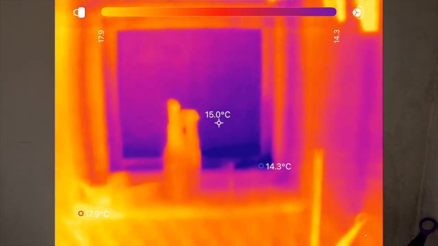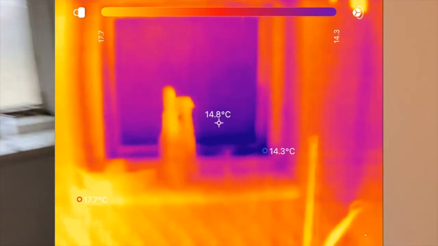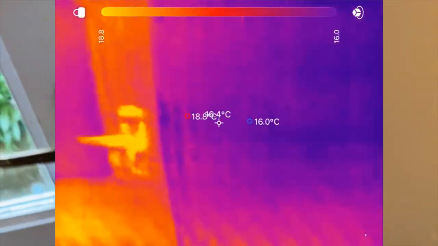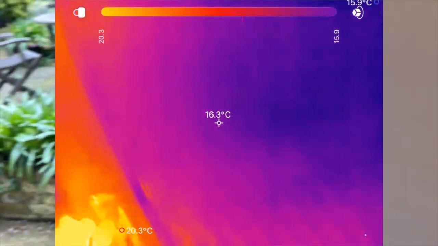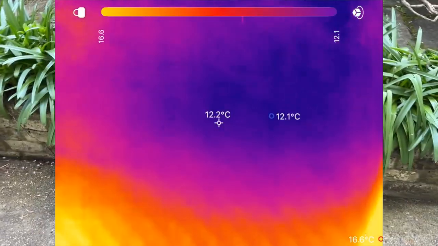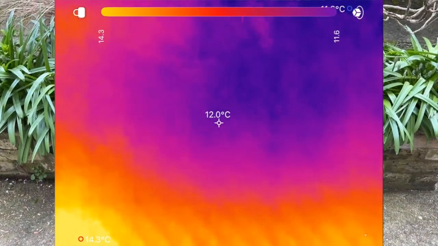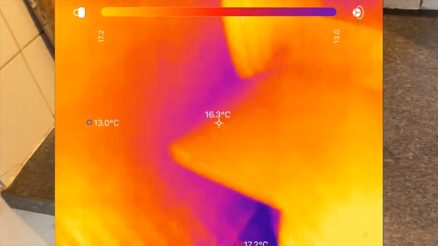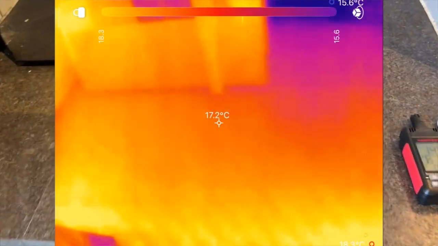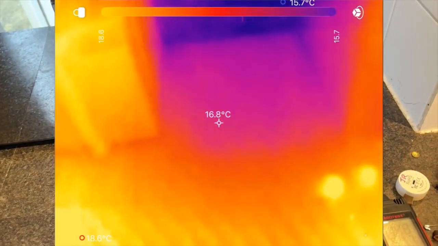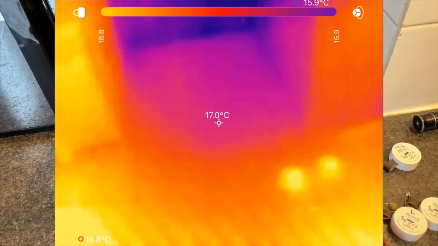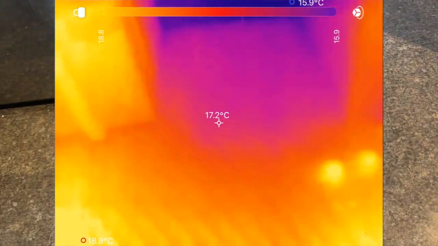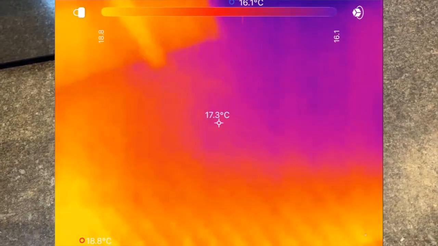Funnily enough, if I were to look outside, I'd probably find that it's warmer outside. And it isn't, it's 12, so it's relatively cold at the moment. But you'll find times of day when it's warmer outside, but it may be raining, and the vapour from that will find somewhere cold inside to condense and cause mould. We'll test it and just see how reactive it is.